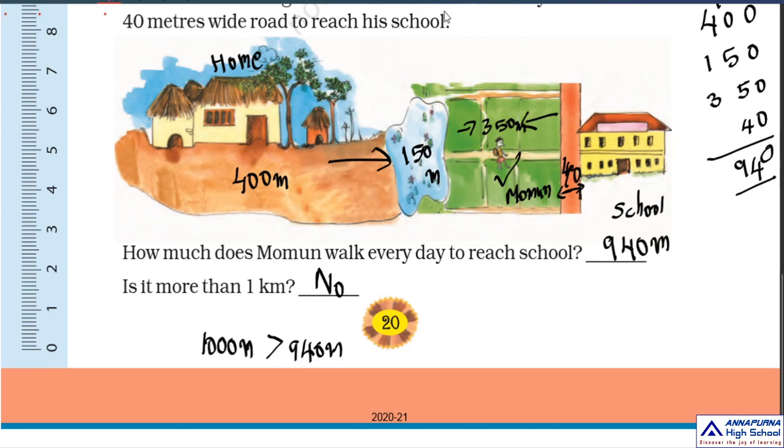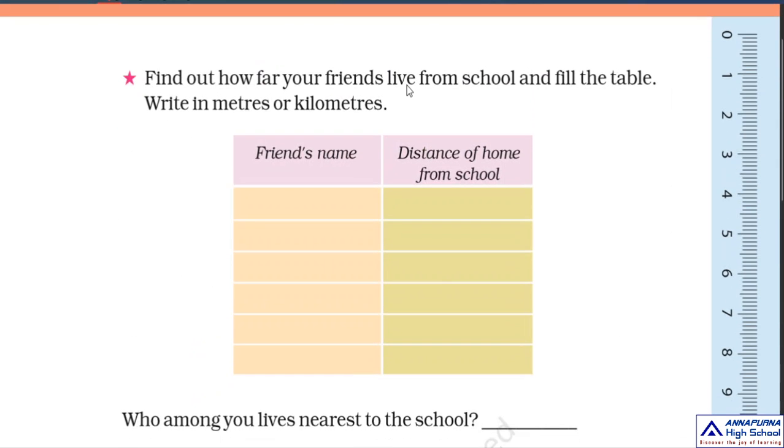Move to the next page, children. This is your activity, children. You have to complete this one. Find out how far your friends live from school and fill the table. Write in meters or kilometers. On the left hand side you have to write your friends' names, ma. Then the distance from home to school, what is the distance between their school and home, ma. So ask them and write the distance.